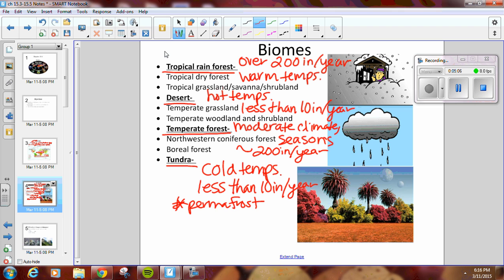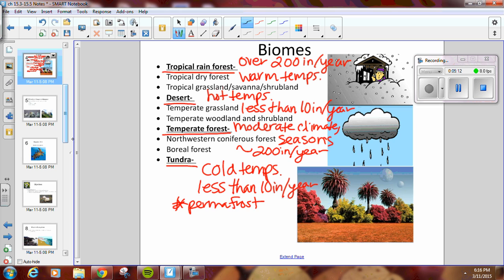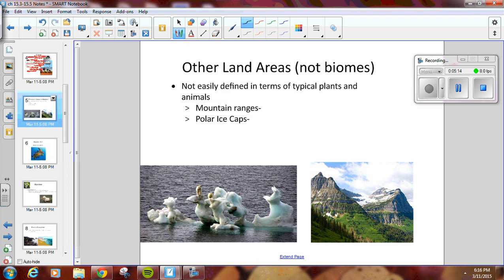Now the name basically gives it away. Perma as in permanent. It is permanently frozen there. You're not going to be able to thaw out ever. All right, now there are a few areas that cannot actually be put into a biome.